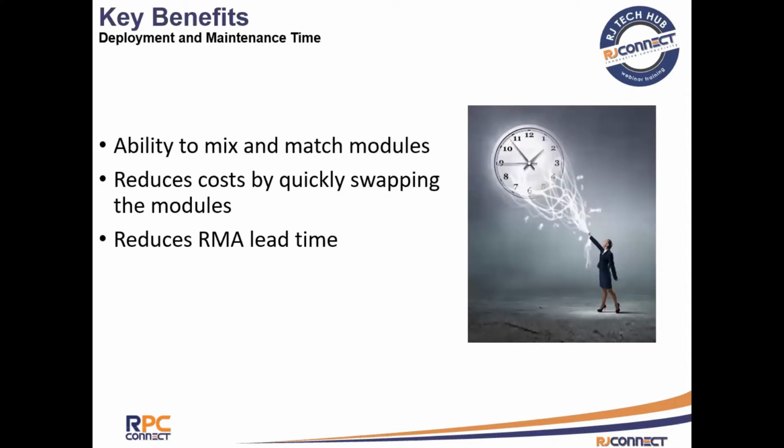The second key benefit is deployment and maintenance time. With the ability to mix and match, we can achieve a quicker turnaround time, no more waiting for the correct system to arrive with an increased chance of losing the project. The system reduces cost by quickly swapping the module when a system upgrade or maintenance is required. The system reduces RMA lead time with a replacement module to ensure that the system can be back online instead of waiting on delivery or waiting on the repair to be done.